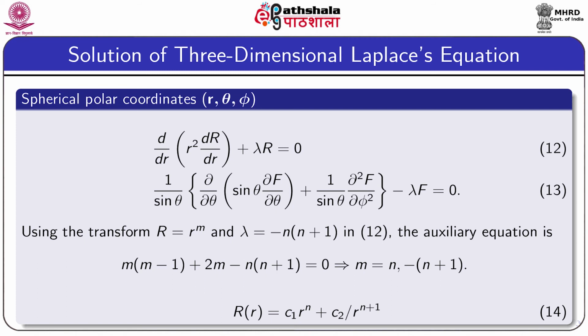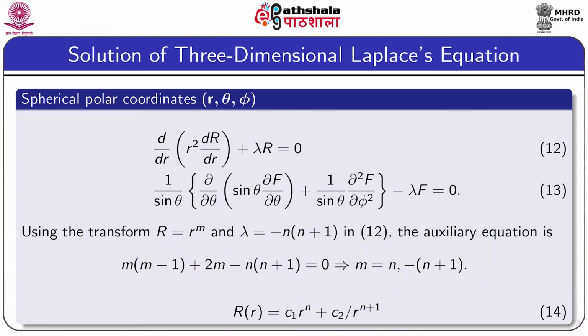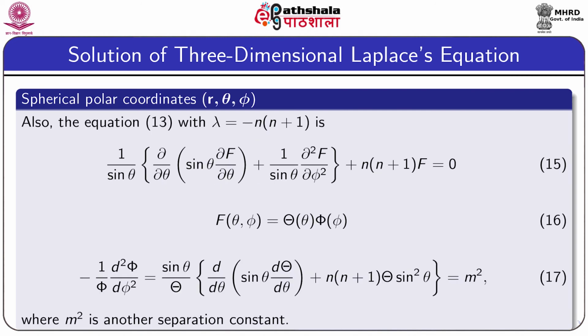So, for convenience, we assume lambda as minus n into n plus 1. So, substituting this value of lambda, we obtain two values of m as n and minus (n plus 1). Thus, the solution of the R equation, or the solution of equation 12, is capital R equal to C1 r to the power n plus C2 divided by r to the power n plus 1. Now, we have to find the solution for capital F which is written in equation number 13. We have already assumed the value of lambda as minus n into n plus 1. So, we are putting the value of lambda here.